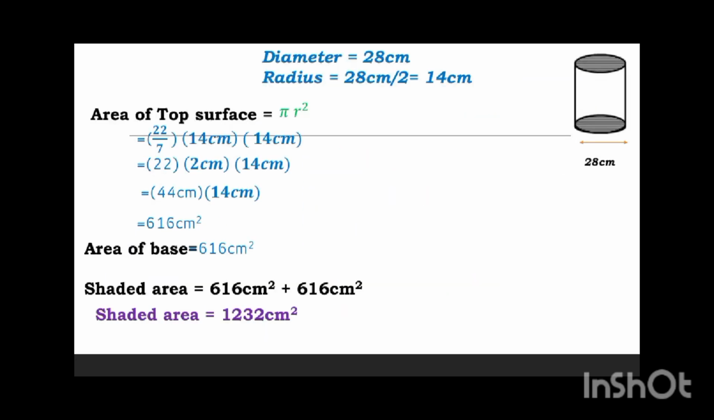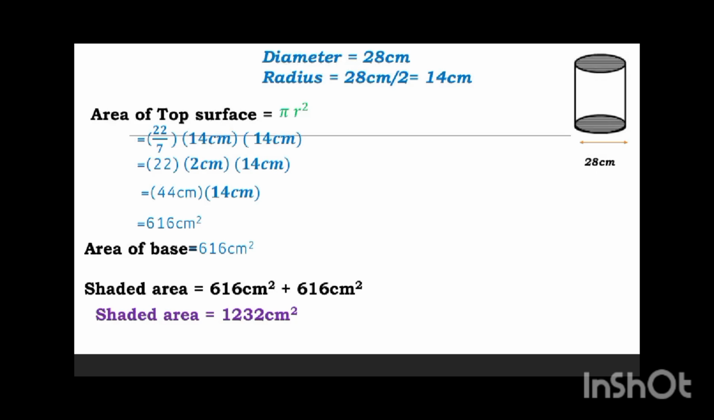Okay, so diameter is equal to 28 centimeter, radius is equal to diameter divided by 2. So what is the radius you're going to get? When you divide 28 by 2, you're going to get 14 centimeter. Now you have to find the area of top surface. This is the top surface, and you need to find its area.